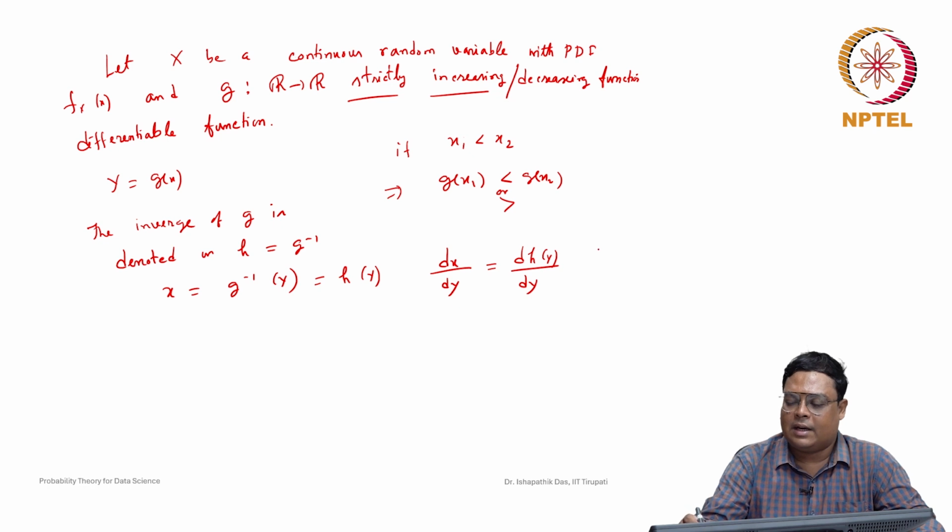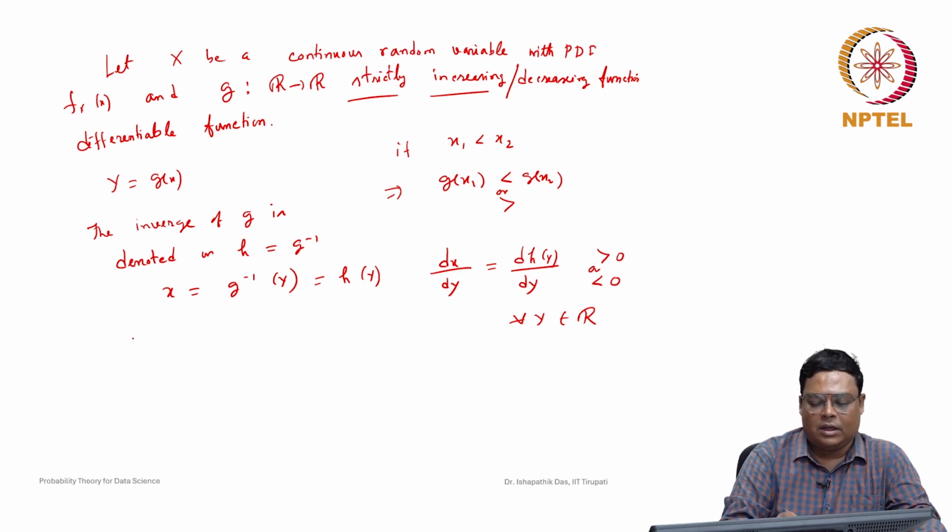So it will be either greater than 0 or less than 0 for all y belonging to the real numbers. Because it is strictly increasing or strictly decreasing, it will not be equal to 0 anywhere. So it will be either greater than 0 for all y belonging to R, or less than 0 for all y belonging to R.